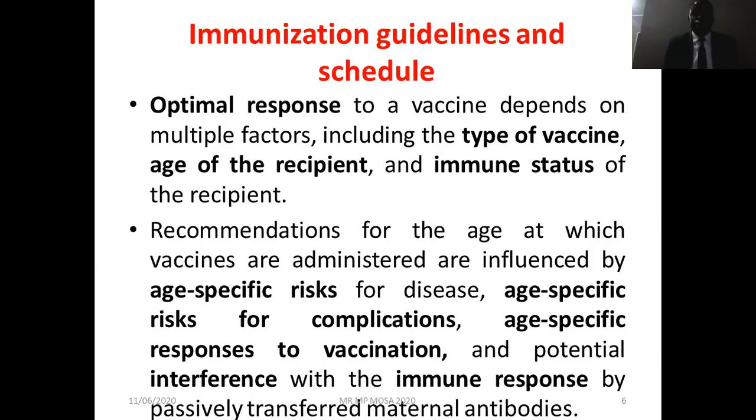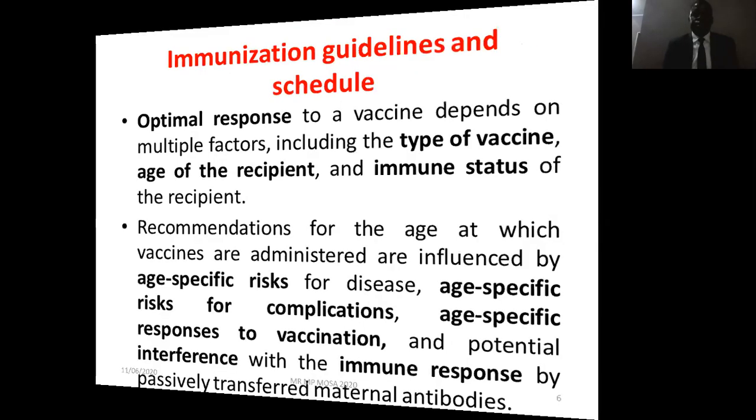Also, age-specific risk for complications, age-specific response to vaccination, and potential interference with the immune system by passively transferred maternal antibodies. So we are saying the maternal antibodies that we get from our mothers during intrauterine life also play a very important role as far as protection against various infections is concerned.